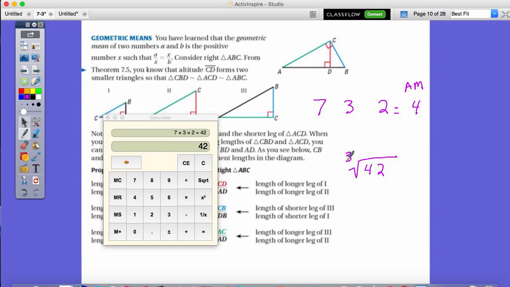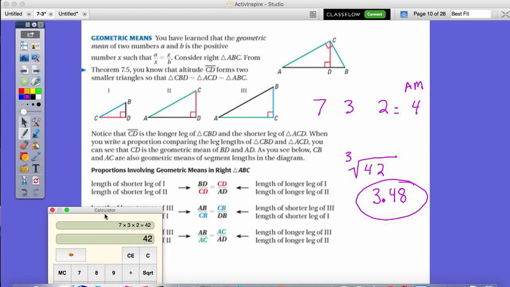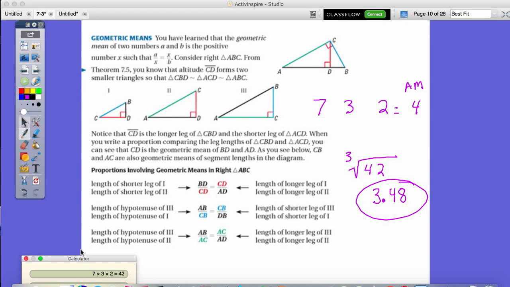And I do not have right in front of me a scientific calculator, but I do off camera, and I'm going to do the cube root of 42, which is approximately 3.476. So 3.48. That's what a geometric mean actually is. You'll learn it and use it more definitely in statistics, but we're going to refer to that name here.